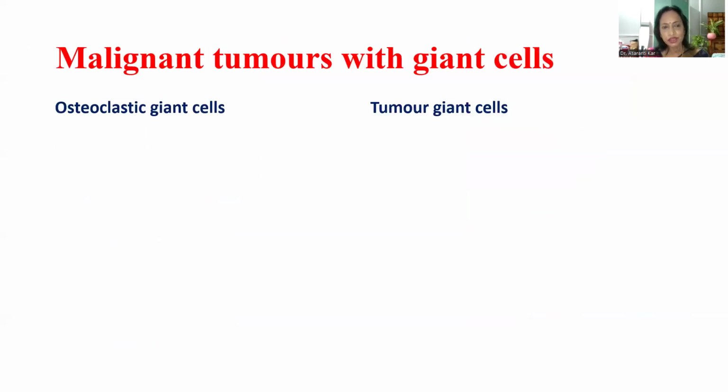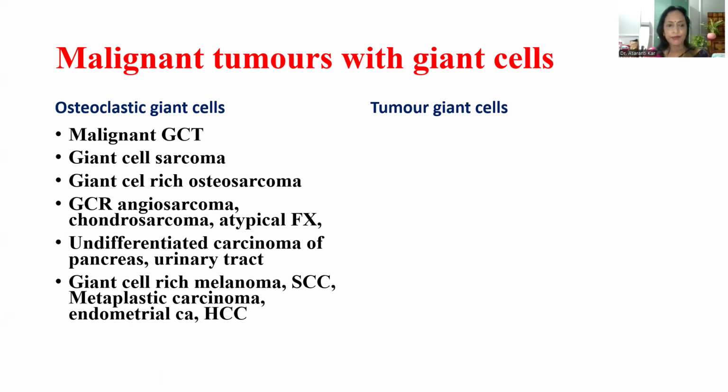So the giant cells which are seen in the malignant tumors of both epithelial and mesenchymal origin are divided into two categories: osteoclast type giant cells and the tumor giant cells. Now, osteoclastic giant cells resemble the osteoclasts, and they are positive for TRAP. They can be seen in certain giant cell rich conditions or the giant cell variants of those conditions, like malignant GCT, giant cell sarcoma, giant cell rich osteosarcoma, angiosarcoma, chondroblastic sarcoma, atypical fibroxanthoma, certain undifferentiated or high-grade carcinomas like those of pancreas and urinary tract, giant cell rich melanoma, squamous cell carcinoma, metaplastic carcinoma, endometrial carcinoma, and hepatocellular carcinoma.